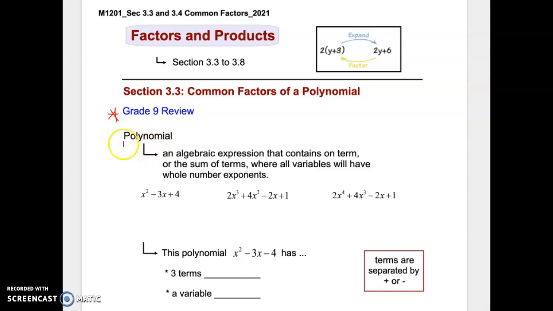So first of all, a polynomial. What is a polynomial? Well, a polynomial is an algebraic expression that contains one term or the sum of terms where all variables have whole number exponents. So one example we have here is x squared minus 3x plus 4. Another example we have is 2x to the power of 3 plus 4x squared minus 2x plus 1. And then another example is 2x to the power of 4 plus 4x to the power of 3 minus 2x plus 1. So those are all different examples of polynomials.